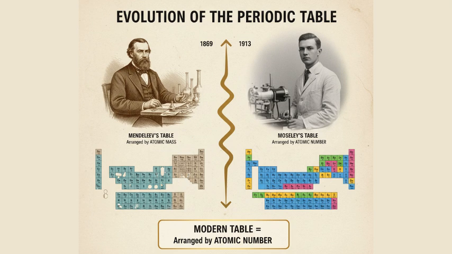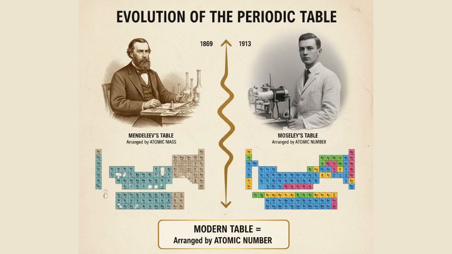But you know, the table wasn't quite perfect. And that's where Henry Moseley comes into the picture. He figured out that the real key wasn't the mass, but the atomic number. That's the number of protons. That one little change fixed everything and gave us the incredibly powerful table we use today.